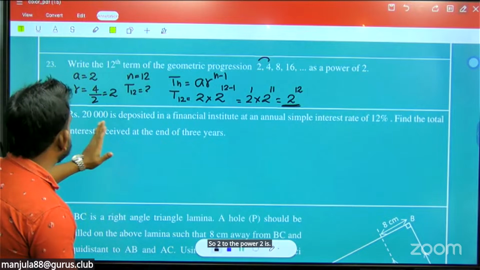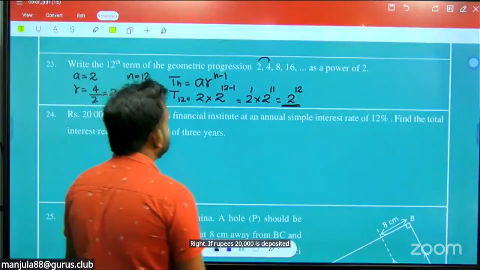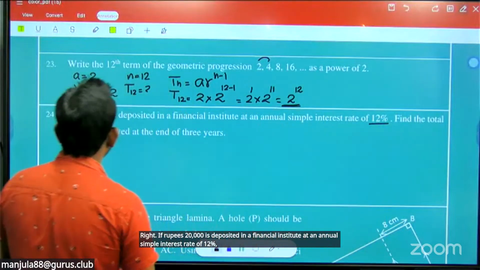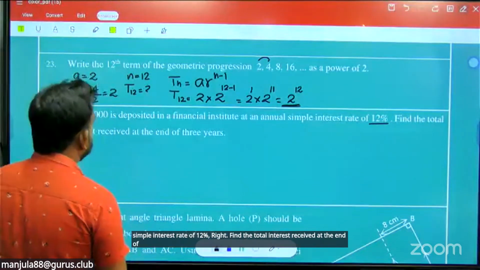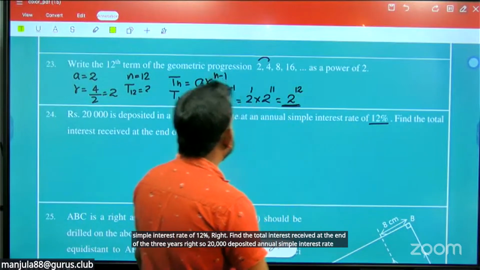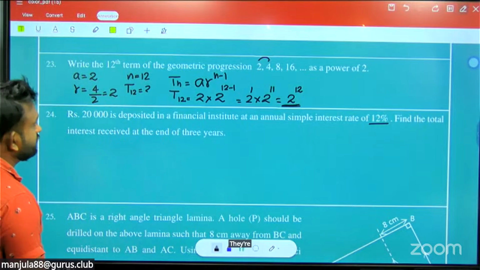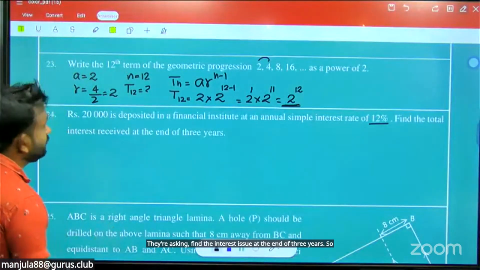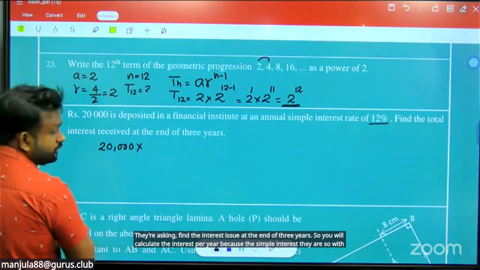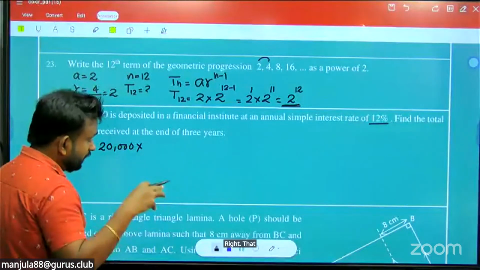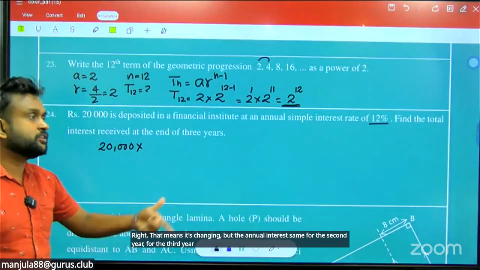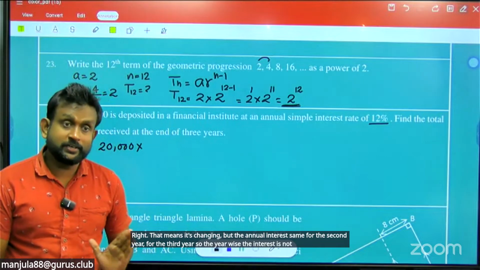Right. If rupees 20,000 is deposited in a financial institute at an annual simple interest rate of 12%, find the total interest received at the end of the 3 years. So 20,000 deposited, annual simple interest rate 12%. They're asking to find the interest received at the end of 3 years. So you will calculate the interest per year because it is simple interest. So the annual interest is the same for the second year and the third year. The yearly interest does not change unless the deposit is changed.